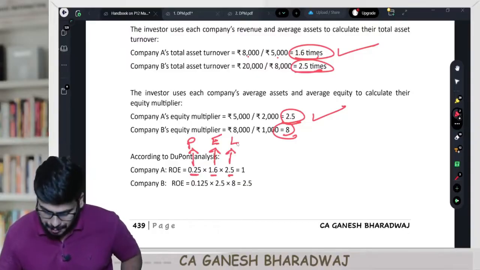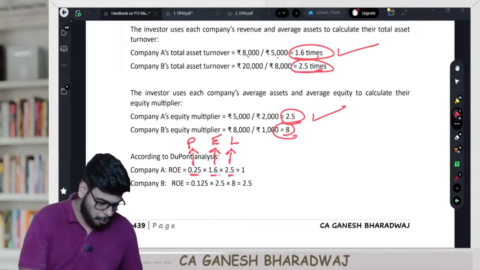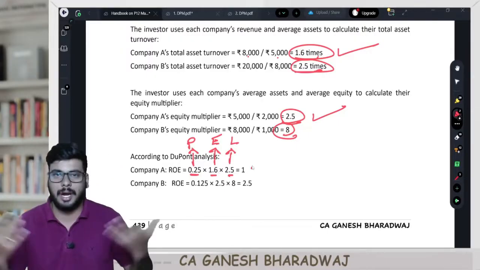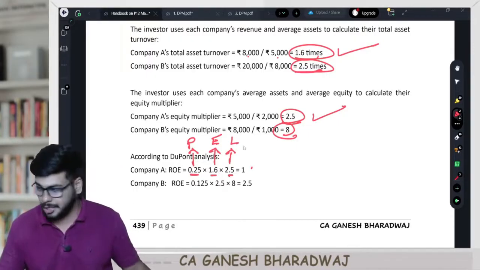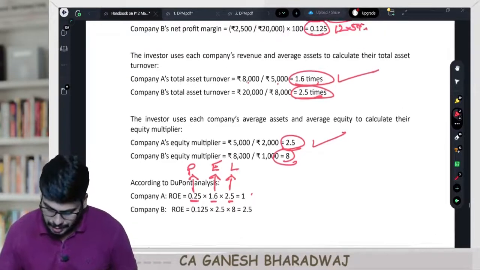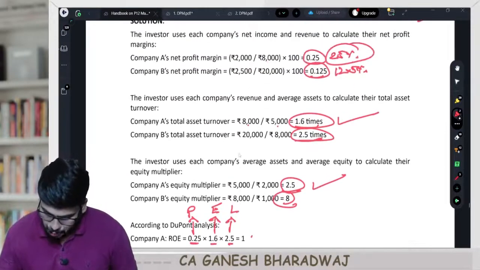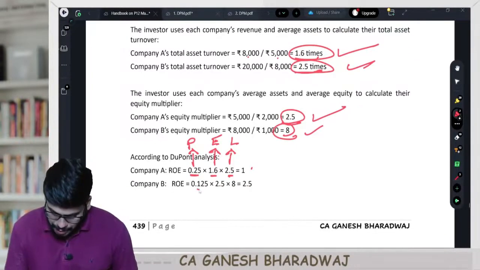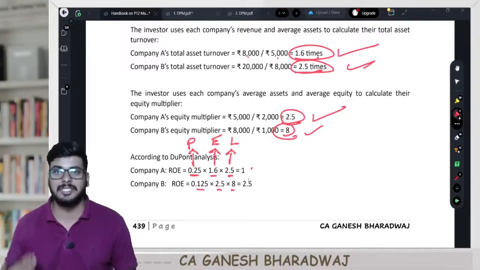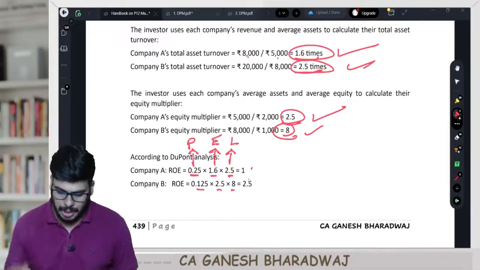Now look at company B. This is how you multiply this. So 0.25 into 1.6 into 2.5, you get exactly 100%. This is the breakup of return on equity. Correct, guys? Next, for company B, what do you get? 0.125 into 2.5 into 8. You get how much? 2.5, or in terms of percentage, 250%. Are you clear with this?